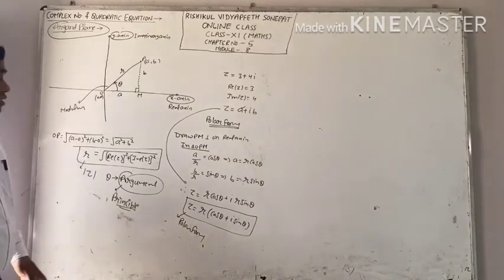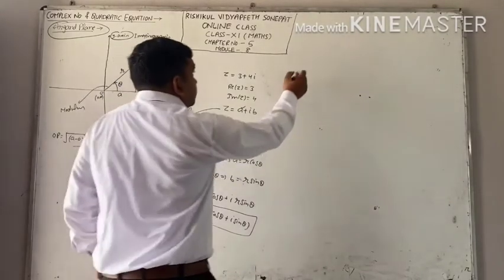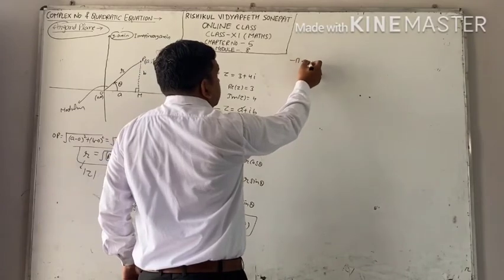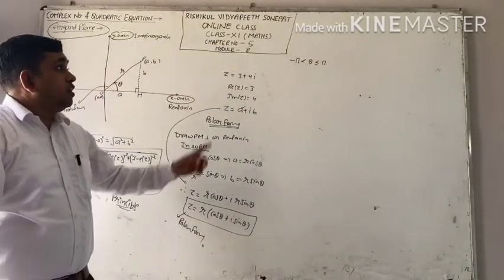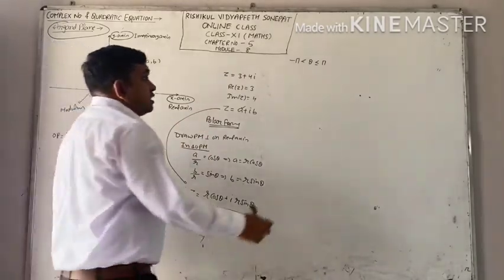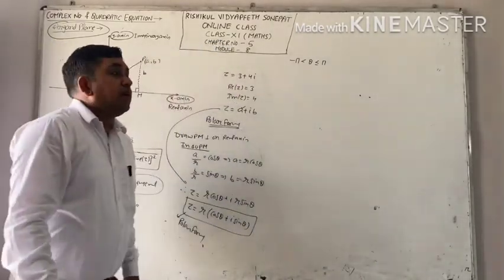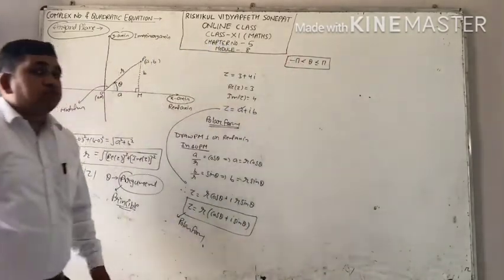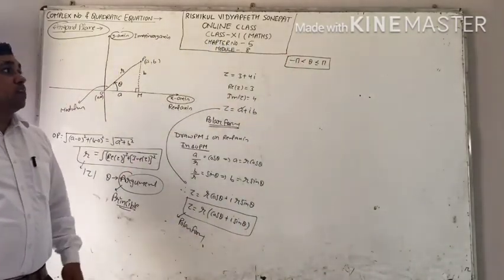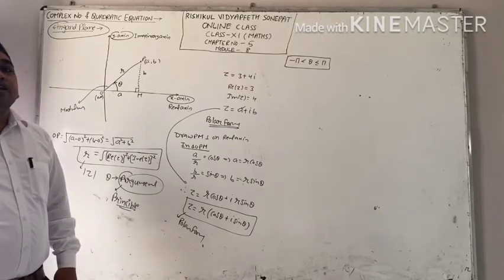Principal argument means where theta lies between minus pi and pi. In principal argument, value of theta lies between minus pi and pi. Right? This you have to remember. Now come to your questions of polar form. How can we convert a complex number into polar form?